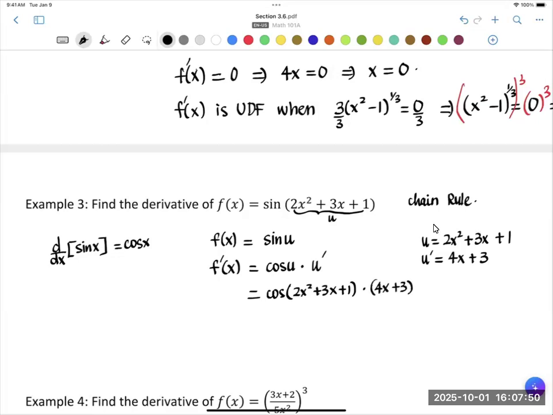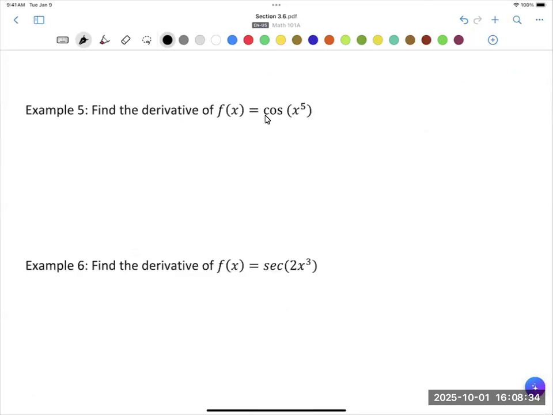Okay, and we don't want to leave our answer like this, because if you leave the answer like this, many of the students may think that we will take the 2x squared plus 3x plus 1 times 4x plus 3. That is confusion, okay? So it's better to rewrite it and bring the 4x plus 3 to the front of the cosine of 2x squared plus 3x plus 1.